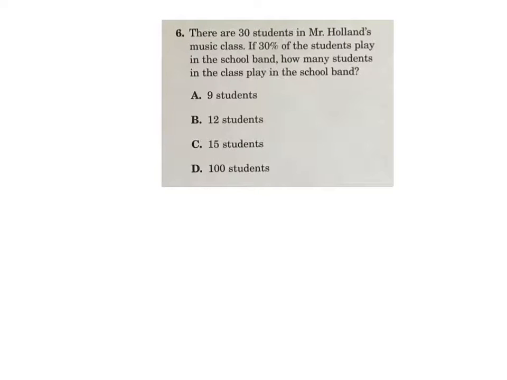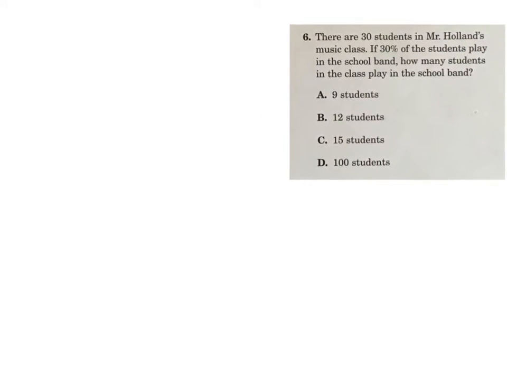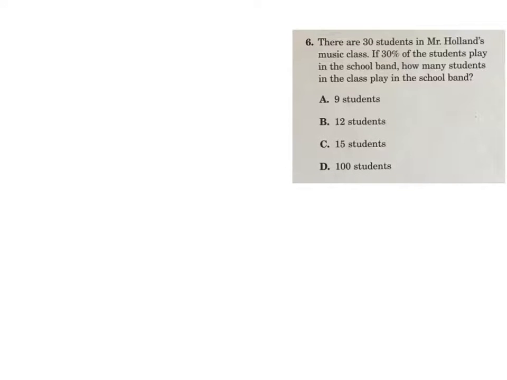All right, let's go to the next one. There are 30 students in Mr. Holland's music class. If 30% of the students play in the school band, how many students in the class play in the school band? Okay, so there are 30 students, and 30% of the class plays in the band. So, 30 times 30% will get me the number I need.